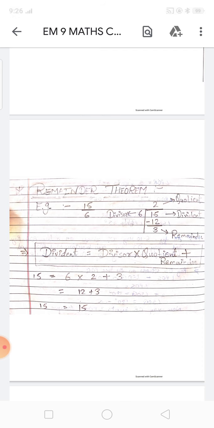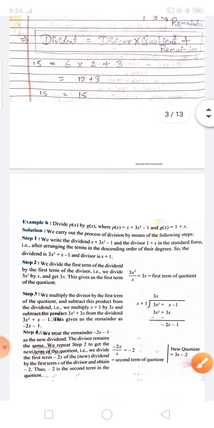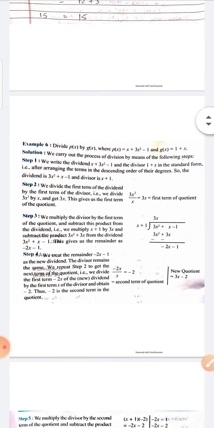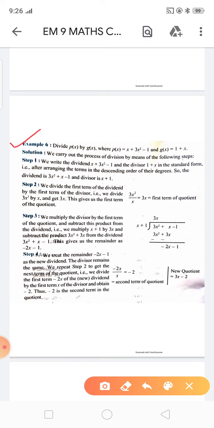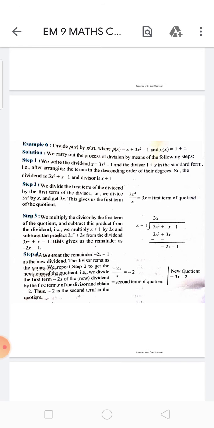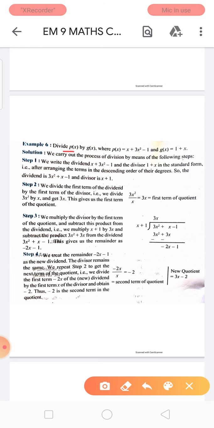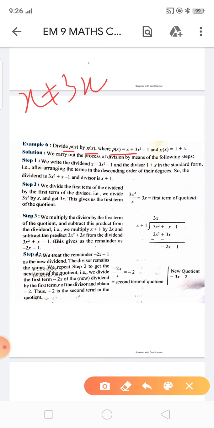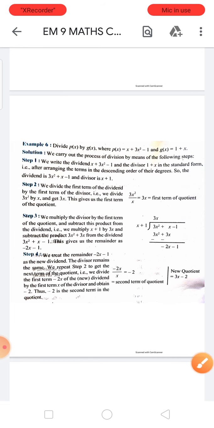So now we start how to divide two algebraic polynomials. For that we solve example number 6. Step by step I am explaining how to divide two algebraic polynomials. The question is: divide p(x) by g(x), where our polynomial p(x) is given by x plus 3x square minus 1, and the other polynomial which we have to divide by is 1 plus x. It is not in proper form, so we start to divide.